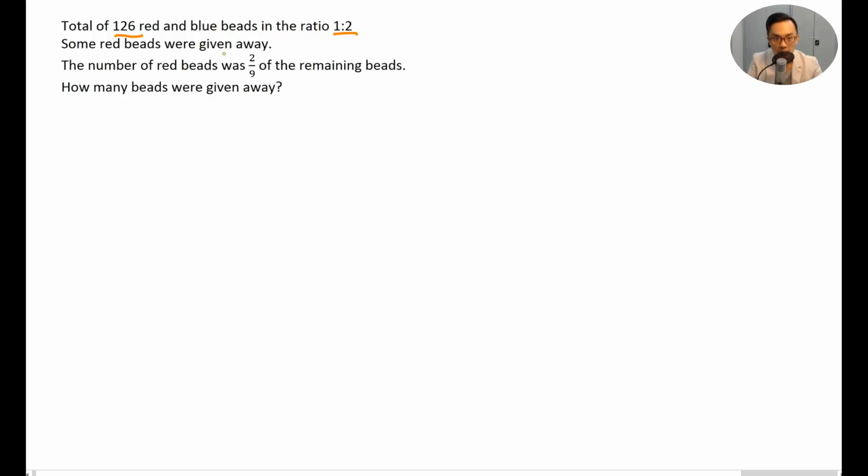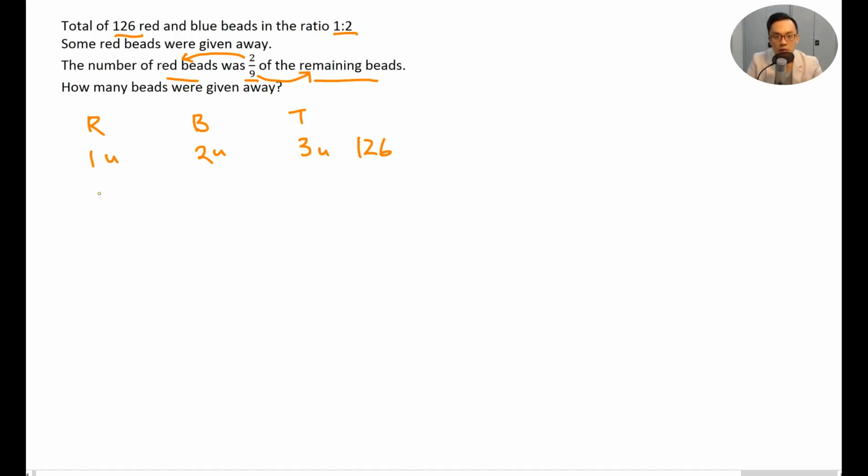Some red beads were given away. The number of red beads was 2/9 of the remaining beads. All right, so 2 is the red bead and 9 is the remaining beads. So let's write down the ratio first. So I have red is to blue is 1:2. All right, and I have a total of 3 units, and it's also known as 126. So let's just write down the units here.